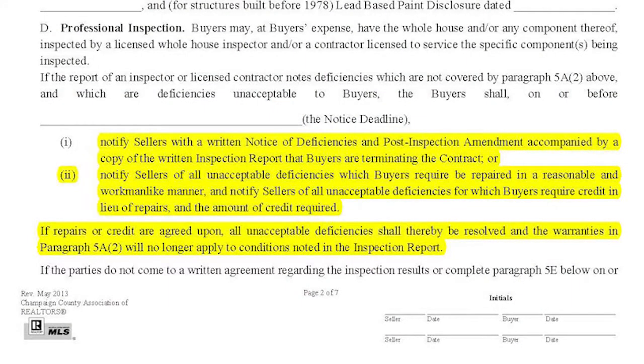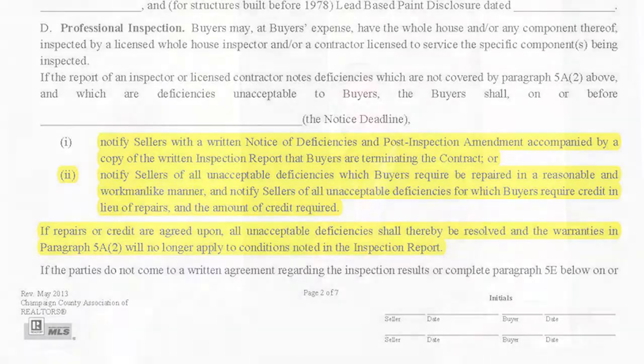If you know after the home inspection the buyer says, I don't want it anymore, the contract now very explicitly gives the buyer the right to send a notice that says, I don't want it anymore. And the post-inspection notice/agreement document provides for that. Or Roman numeral 2 is very similar to the old language. Notify sellers of all unacceptable deficiencies which buyers require to be repaired in a reasonable and workmanlike manner, and notify sellers of all unacceptable deficiencies for which buyers require a credit in lieu of repairs and the amount of the credit required. We're talking buyer talking points.